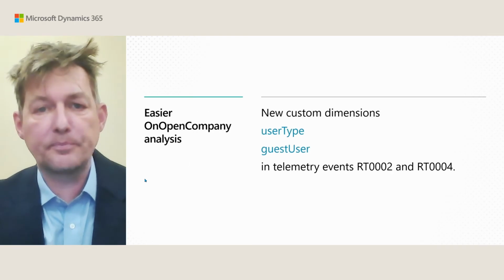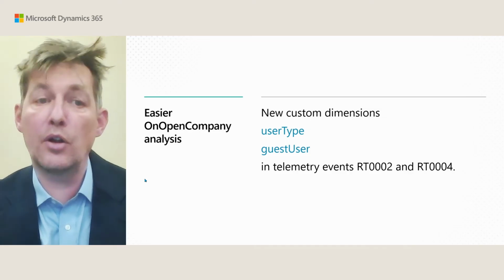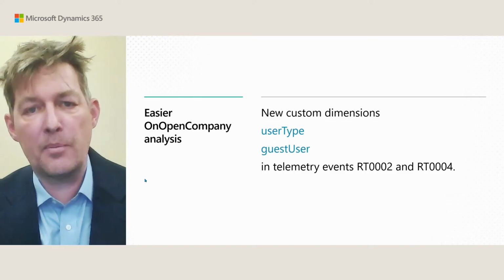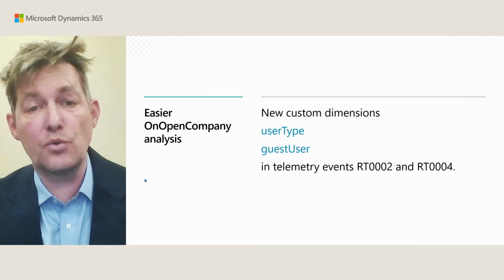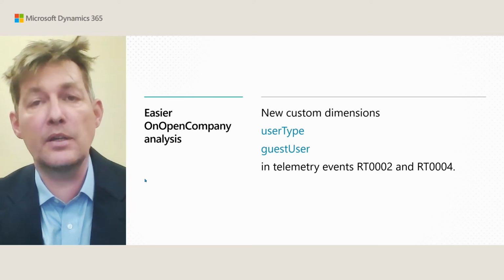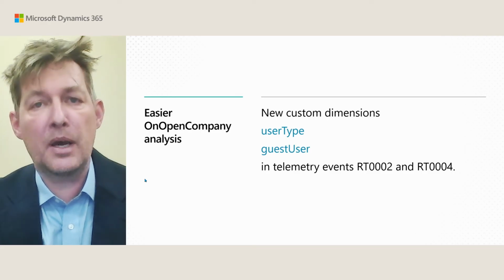Then finally, if you need to do any analysis in telemetry on Open Company, whatever happens there, we now added 2 new custom dimensions, user type and guest user, in telemetry events RT2 and RT4. In the past, you would need to get these from the events RT1 and RT3 and then join. So that could be a very expensive KQL query to execute.